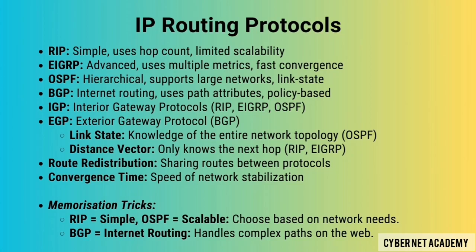Link state protocols have knowledge of the entire network topology, while distance vector protocols only know the next hop. Route redistribution allows sharing routes between different protocols. Convergence time, the speed at which all routers agree on the network topology, is a critical factor in protocol selection. Remember, RIP is simple but limited, OSPF is scalable and widely used, EIGRP offers fast convergence but is Cisco-specific, and BGP handles the complex routing of the Internet.